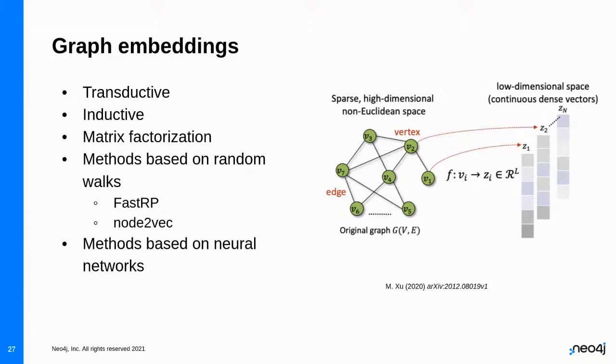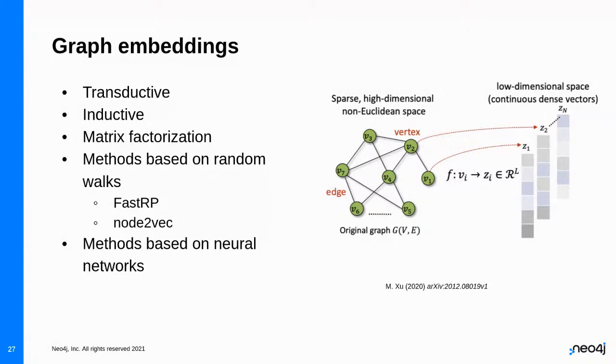So you can do different factorization on that. We can have random walks, like I said. We're going to talk a little bit about the graph data science library that is part of Neo4j. And there are a couple of methods in there for creating embeddings. One is called FastRP. The other one is called Node2Vec.